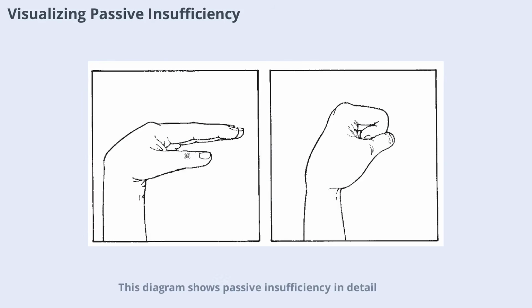This diagram shows passive insufficiency in detail. Notice how the muscle is stretched across both joints but can't lengthen enough to allow full movement. The image highlights the mechanical limitations and the resulting decrease in flexibility. Such visuals are helpful for understanding why certain stretches feel tight or restricted, especially in multi-joint muscles.